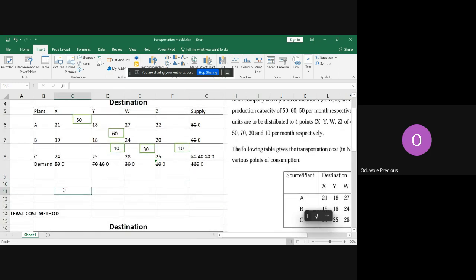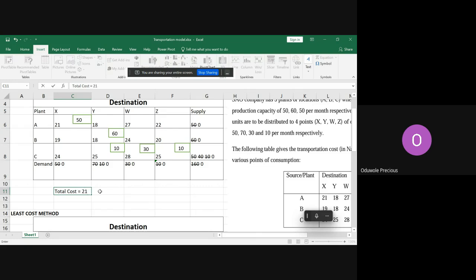So now let's also quickly get our costs. We want to get our total cost. So how do we get our total cost? We now say total cost equals, you now pick all of these cells. You pick all of these cells one after the other. So that will now be, let's start with the first one.